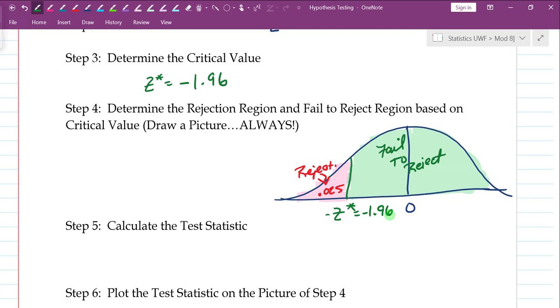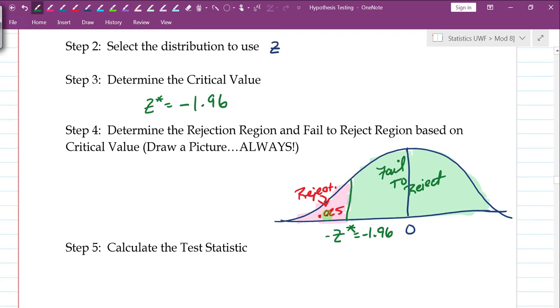And so if we have 0.025 right here, that means I have 0.975 area in here. So I'm going to be 97.5% confident of my results. Alrighty, calculate the test statistic is going to be next.